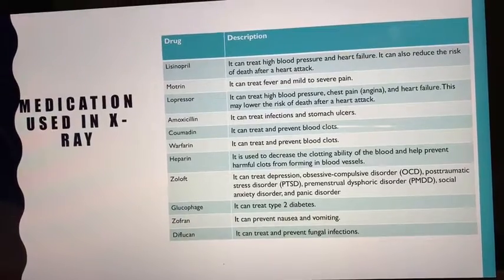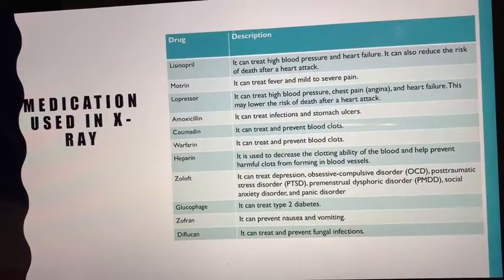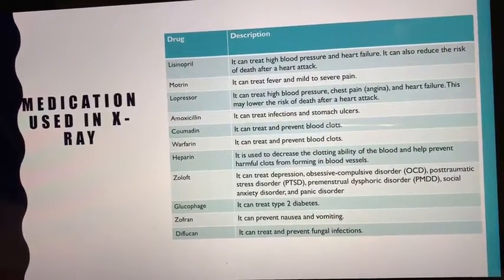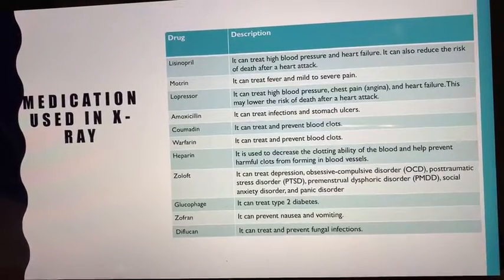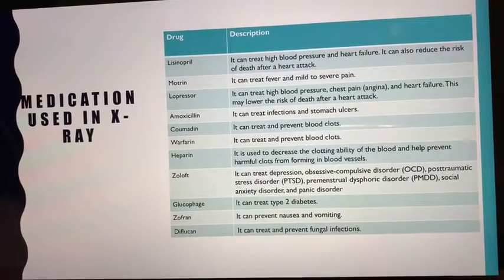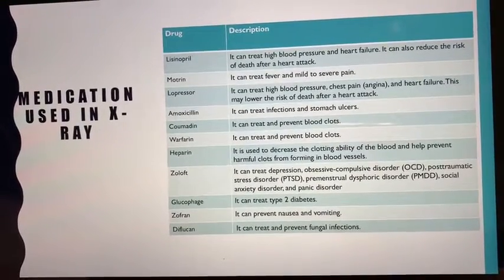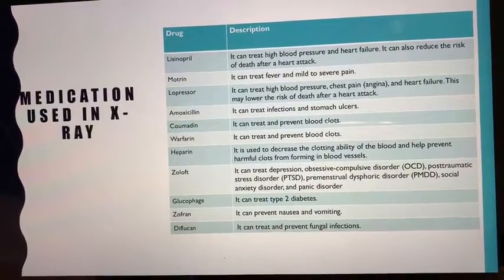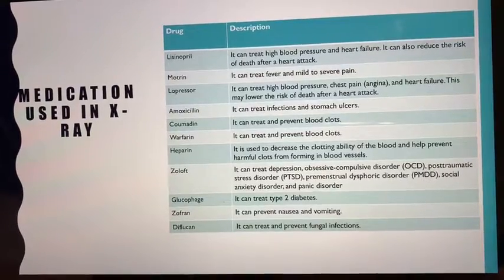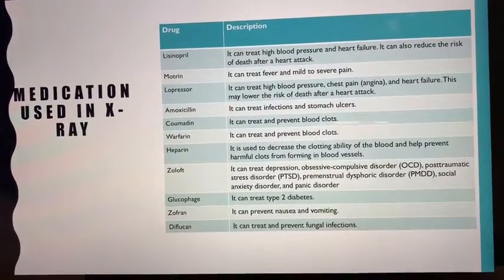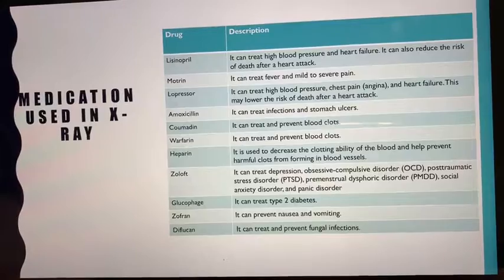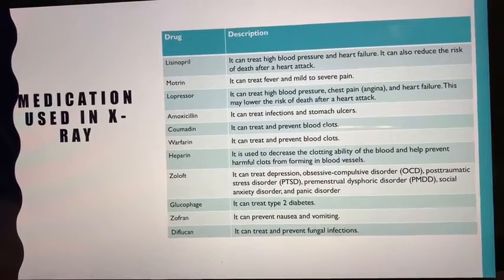And the last little chart, we also use lisinopril. It can treat high blood pressure and heart failure. It can also reduce the risk of death after a heart attack. Motrin. It can treat fever and mild to severe pain. Lopressor. It can treat high blood pressure, chest pain, also known as angina, and heart failure. This may lower the risk of death after a heart attack.